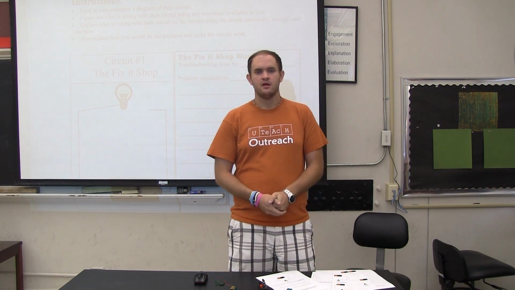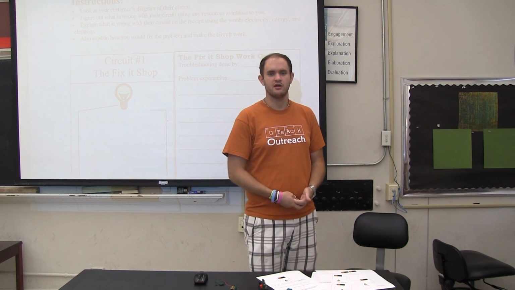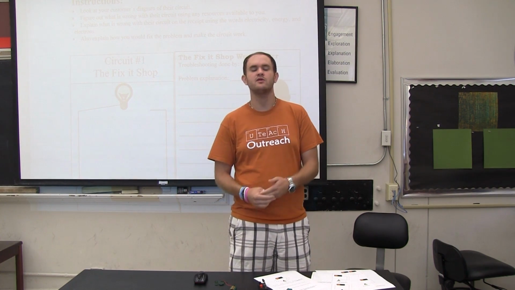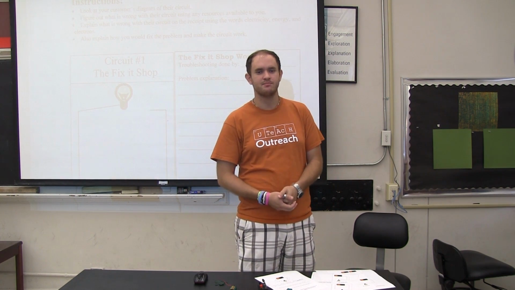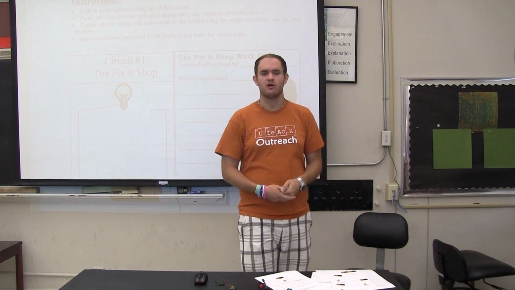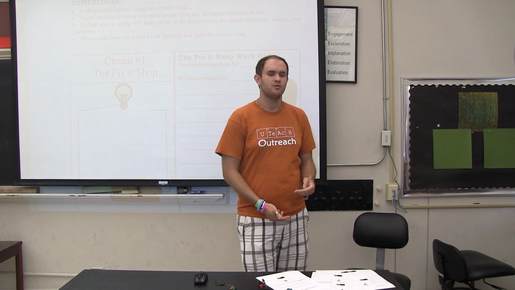So you will be getting the diagram of the circuit that the customer brought us, and it is your job to determine what is wrong with the circuit any way that you can. When you figure out what's wrong, you will be writing up a work order for the customer describing what is wrong, using the words electricity, energy, and electrons, and you'll be describing how to fix it. Each person needs to write up their own work order, but you can work with your partner to figure out what is wrong with the circuit. Each pair will be doing all 3 of the circuits.